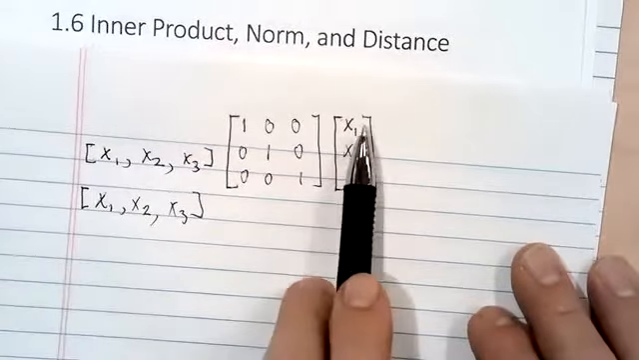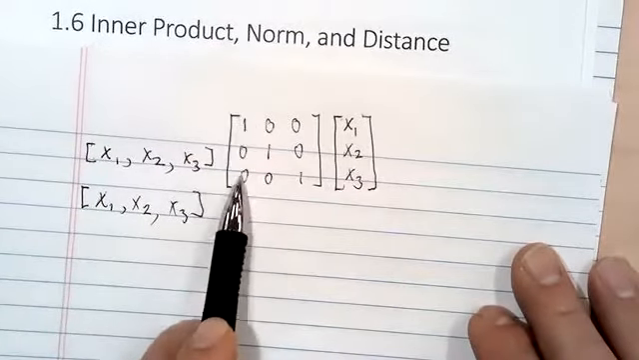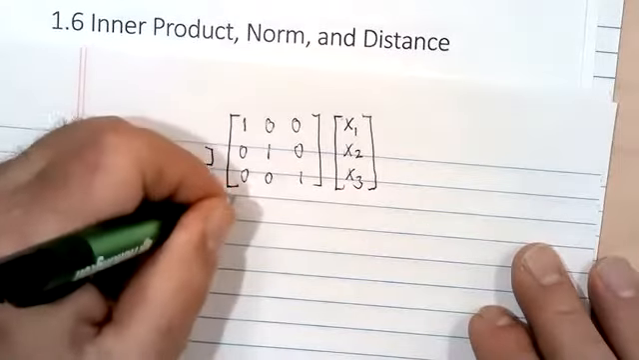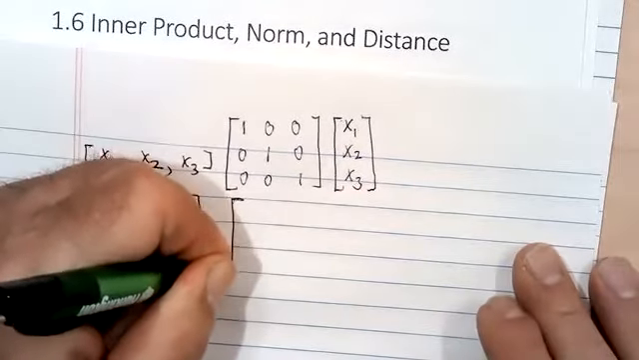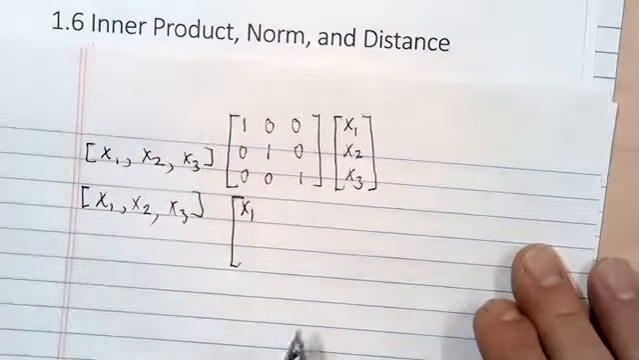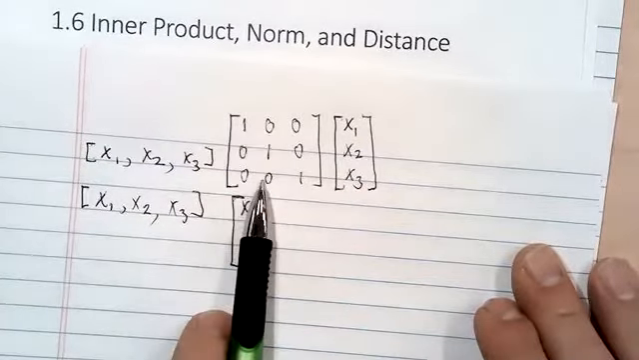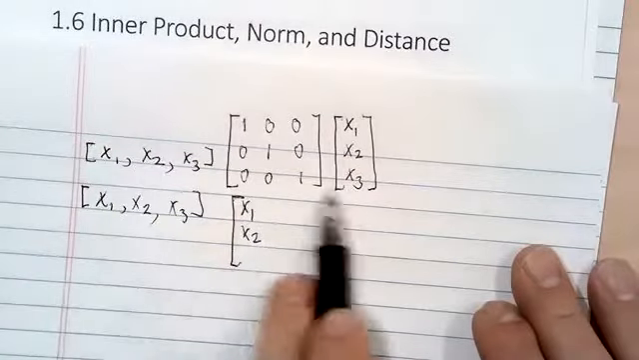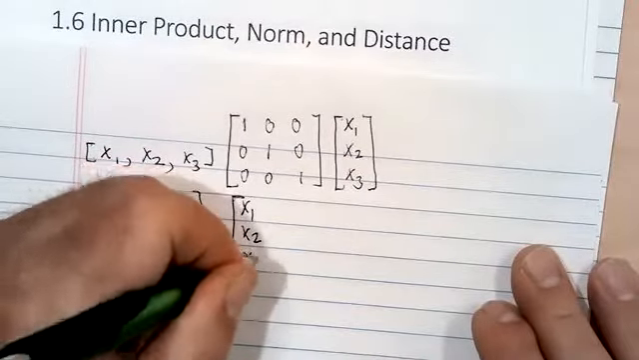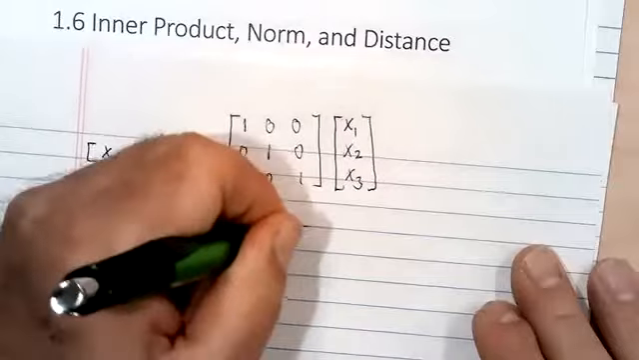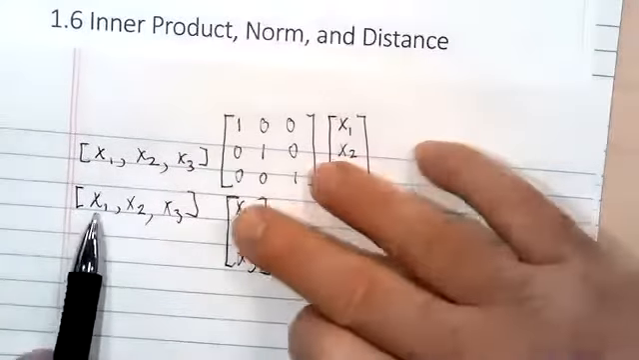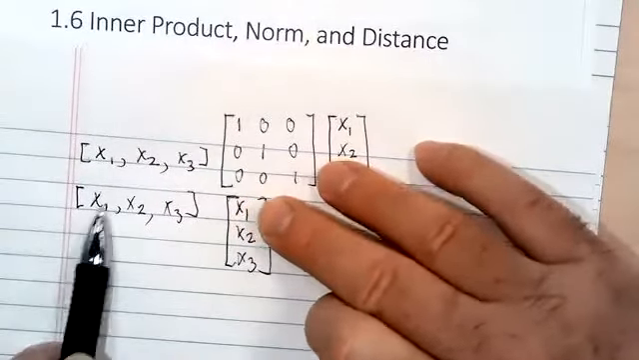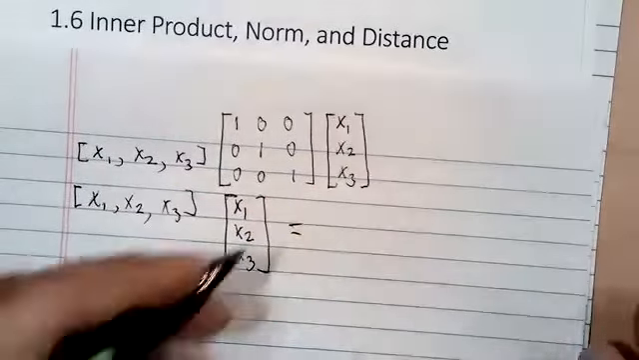So I'm going to take x1, which multiplies the first column, and the result is I'm going to get an x1 here. Then x2 is going to multiply the second column, and I'm going to get an x2 here. And x3 is going to multiply the third column, and I'm going to get an x3 here. And then you'll notice when I take this product, it's x1 squared plus x2 squared plus x3 squared.